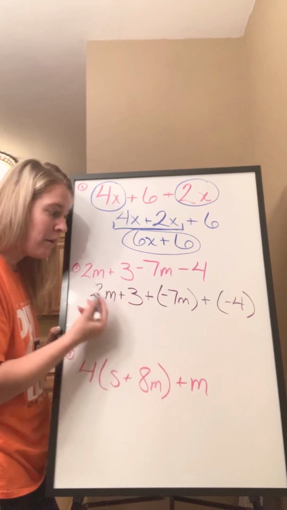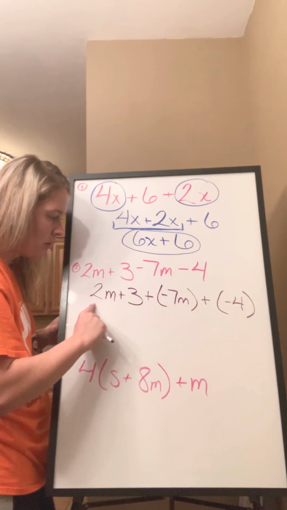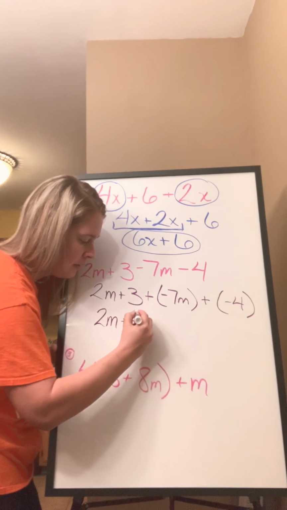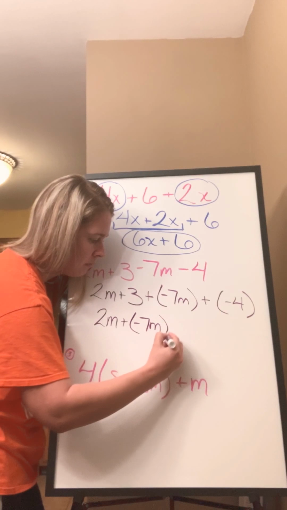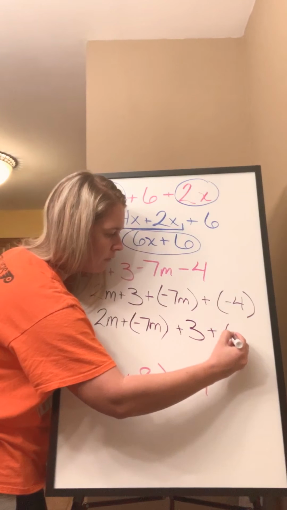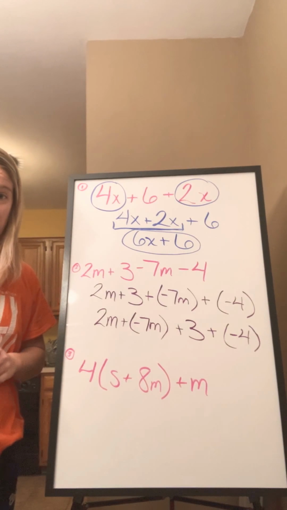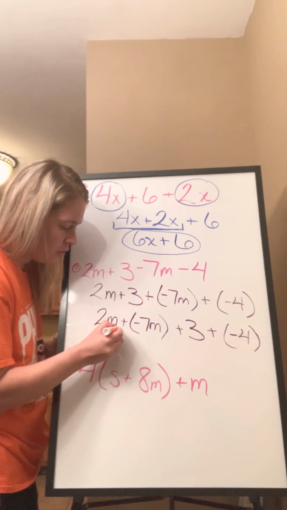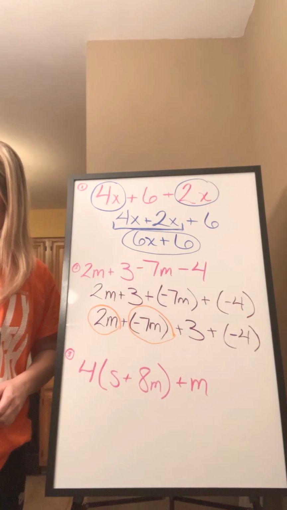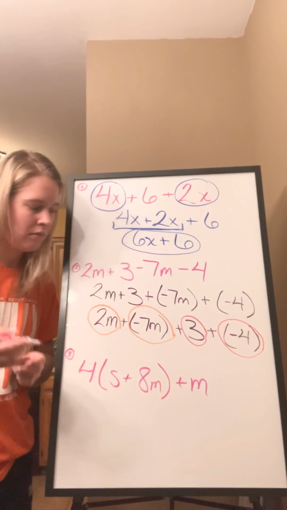Okay, so now I can move some things around. These both have a variable of m, so I can combine them, right? So I'm going to move them together. I'm going to bring 2m plus my negative 7m, all right? And then I'm going to put plus 3 plus negative 4. All right, and now I've got some like terms. Now I've got 2m and negative 7m. And I've got 3 and negative 4, right?